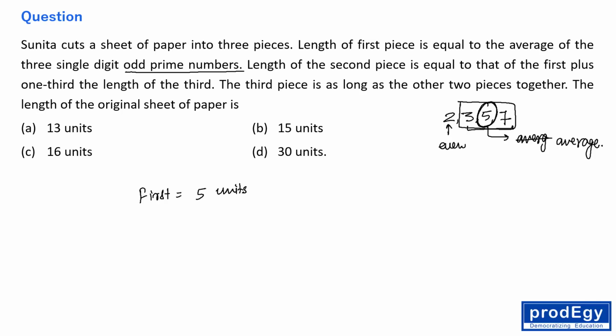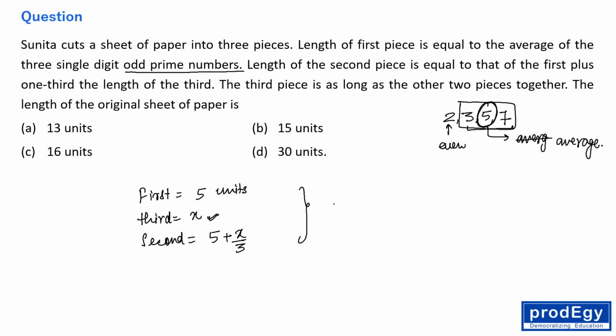Now the length of the second piece is equal to the first plus 1/3 of the length of the third. Let the third be x. So the second will be 5 plus x by 3. The length of the third piece is as long as the other two pieces together.